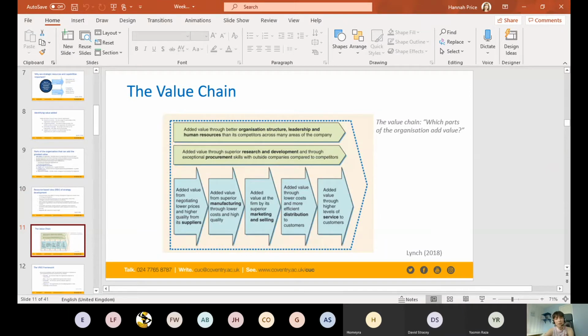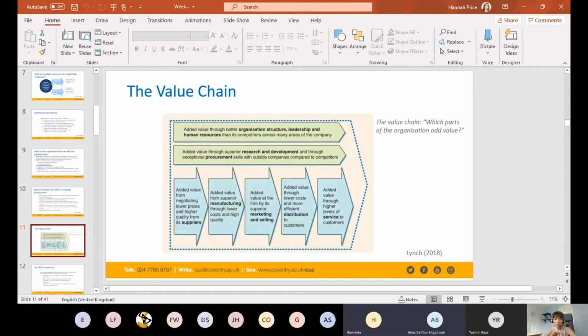Have you seen the value chain before? No. And has anyone seen it in terms of modules that you've done in the past? Oh yeah. Let me explain how it works then.